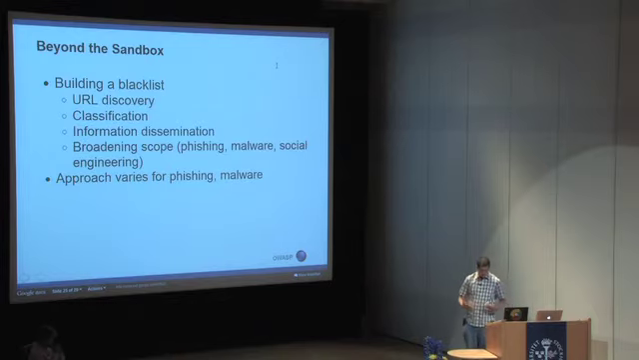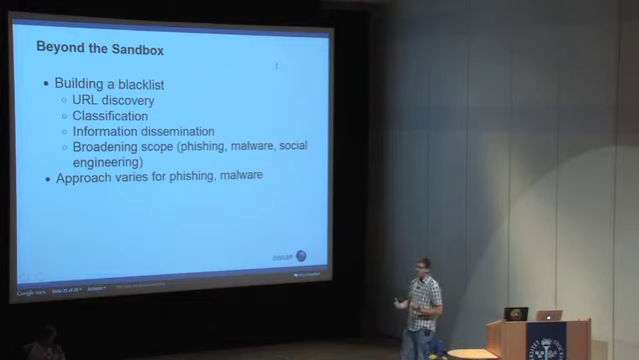So how do we actually build up this blacklist? Well, the first part is URL discovery. This is slightly different for phishing and malware, but the first thing that you have to do for both of these attacks is find where the attacks are actually living. You have to find all of the URLs that your users are going to visit that are going to exploit them. This actually turns out to be a hard problem.